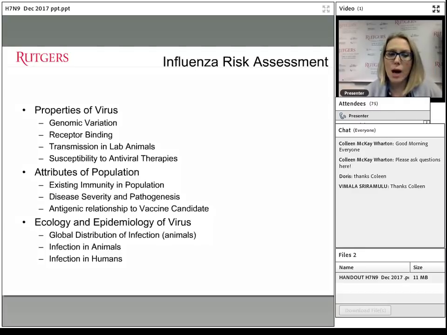And then finally, they're going to look at the ecology and epidemiology. This is where they think about, where is this infection found naturally across the globe? People in China, for instance, may have more natural immunity than somebody in the United States, just because we don't see these viruses here. Somebody there may have come across a low pathogenicity avian influenza, maybe had mild symptoms, and now has immunity to a certain type. They also look at the ability of the virus to cause infection in humans and animals and evaluate that.